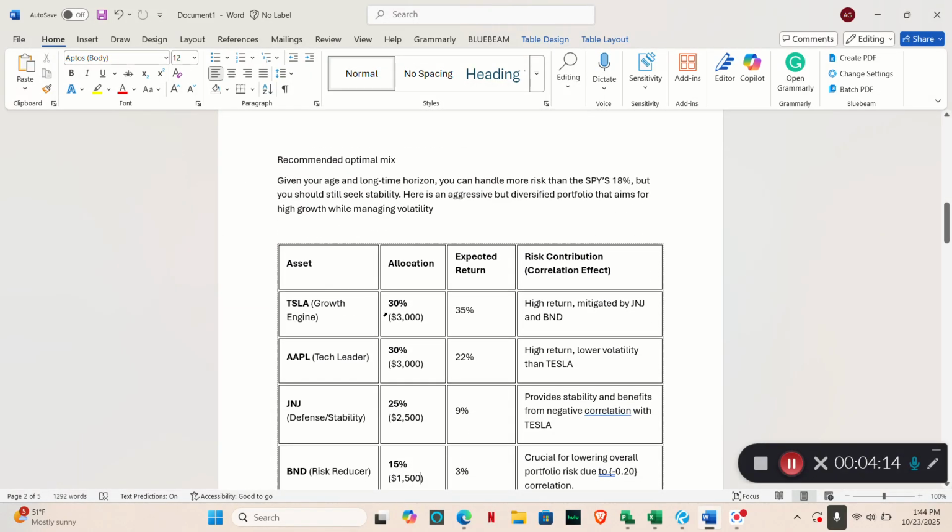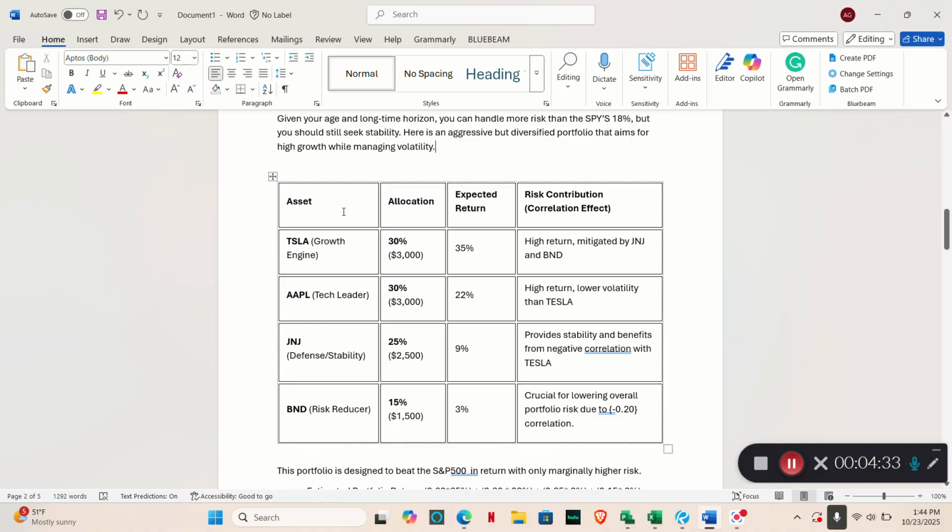A recommended optimal mix I would give is, given our age and the long time horizon, we can handle more risk than the SPY's 18%, but you should seek stability still. So here's an aggressive but diverse portfolio that aims for high growth while managing volatility that I've created. If we go with Tesla, I would say we allocate about 30%, which is going to be $3,000. Our expected return will be 35%. It has a high return mitigated by the J&J and BND.